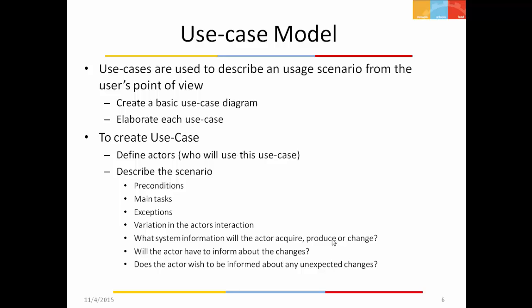Is it important that when some changes happen in the information, the use case should inform the actor? Or what about different unexpected scenarios? Both expected as well as unexpected scenarios. Does the user want to be informed about that? This needs to be described in the scenario.